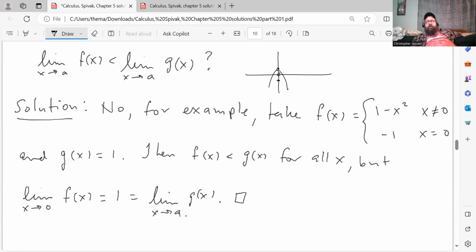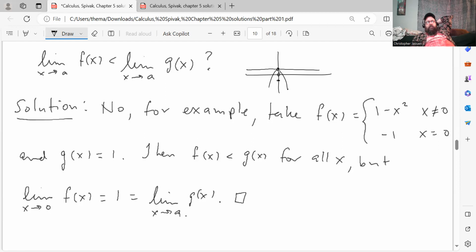Okay, ignore this circle here. And then define g of x to be equal to 1. That's the constant function that looks like this. Then notice that f of x is strictly less than g of x for all x. However, if you take the limit of f of x as x goes to 0, the limit from the picture you can see is equal to 1.